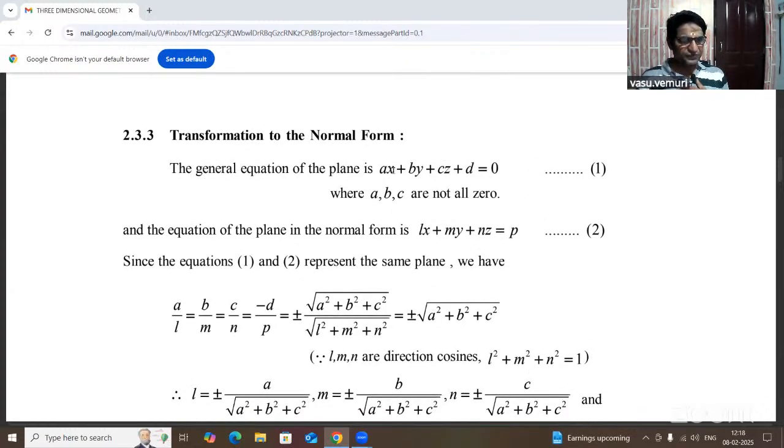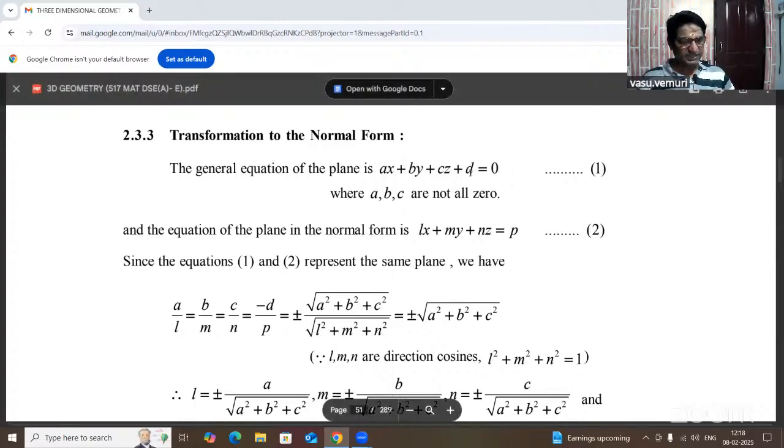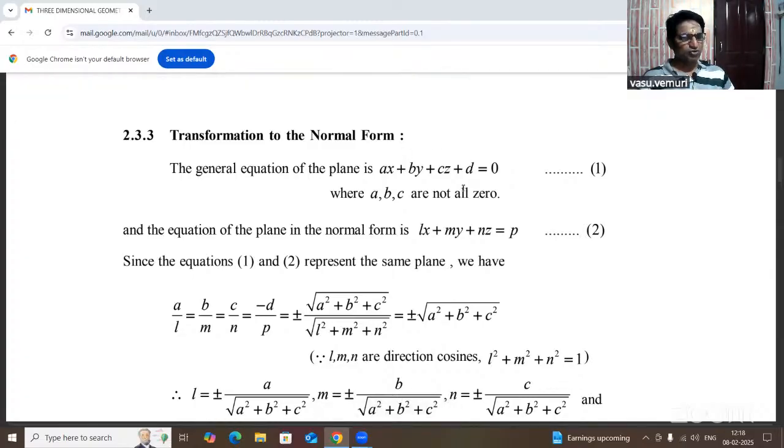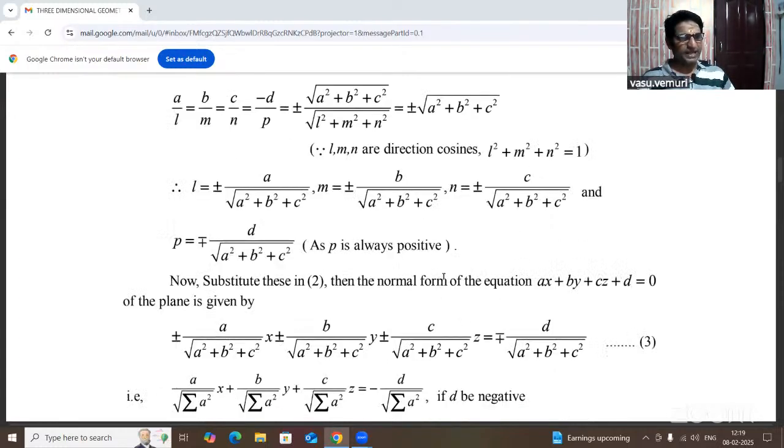So comparing the coefficients of x, y, z: A by L equals B by M equals C by N equals plus or minus the square root of A square plus B square plus C square, divided by the square root of L square plus M square plus N square. Already we know that the sum of the squares of the DCs L, M, N is 1. So we get the final expression, plus or minus the square root of A square plus B square plus C square. So what is the value of L?